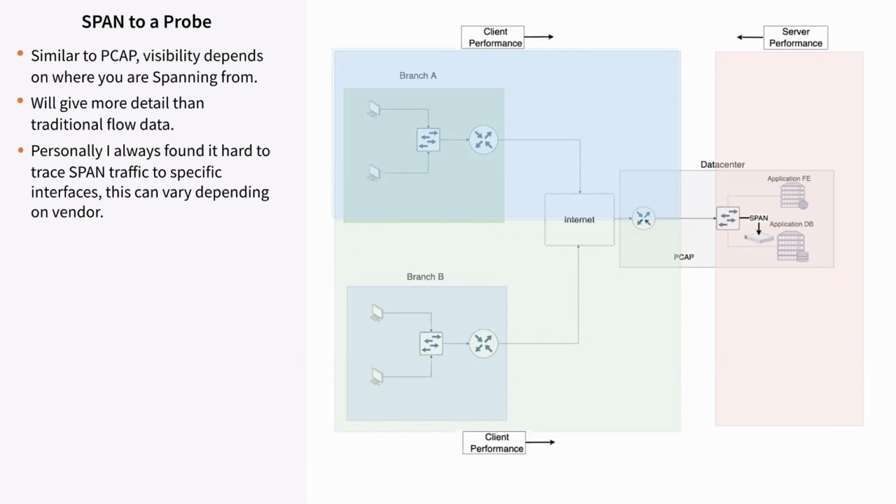And I always found it hard if you're spanning multiple interfaces into a single egress. It was really hard to determine what interface is actually seeing the issue, because it all looks like one interface. I think that's probably been solved with other span devices since I've worked with it, but that was something I always didn't like.